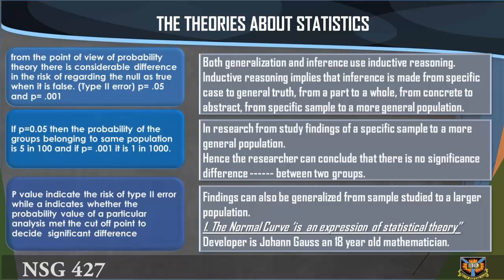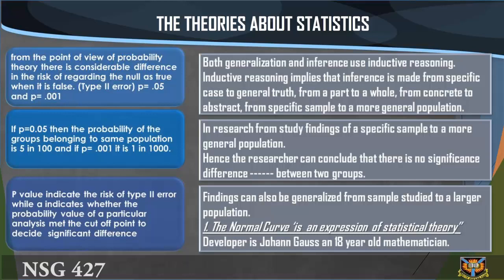When information is applied to a general situation from a specific instance, it is referred to as generalization. Generalization and inference are used in inductive reasoning. Inductive reasoning implies that inference is made from specific case to general truth, from a part to a whole, from concrete to abstract, from specific sample to a more general population. In research, from study findings of a specific sample to a more general population. Hence, the researcher can conclude that there is no significant difference between two groups. Findings can also be generalized from samples studied to a larger population.